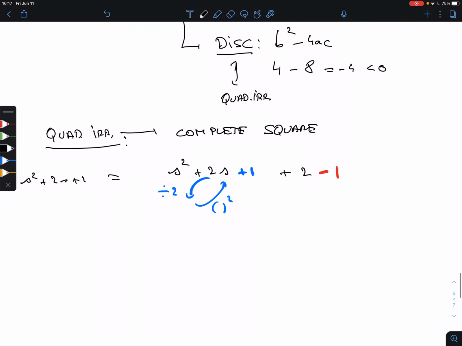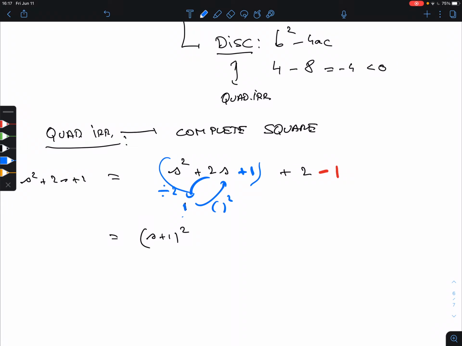So what does this now mean? And here we have our completed square. We have an s plus 1 squared, right? This is the one that I found here, that 1. If I divide it by 2, I get 1, right? And then I'm squaring it, another one. That 1 is what we get here. It's s plus 1 squared plus 1.